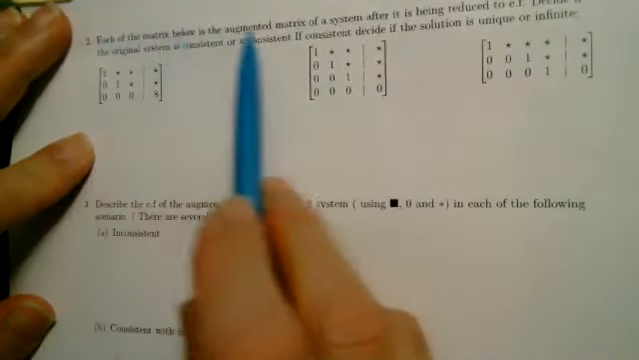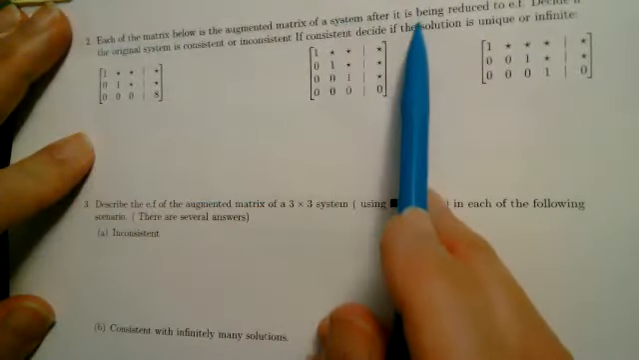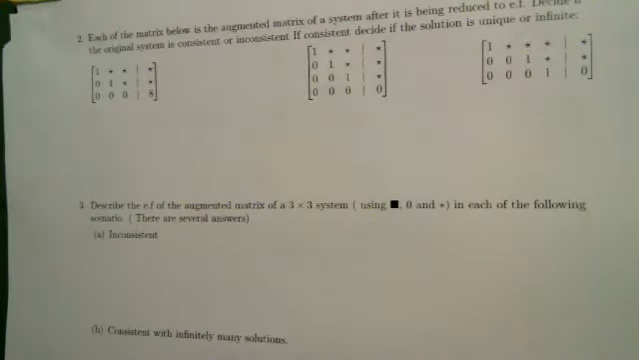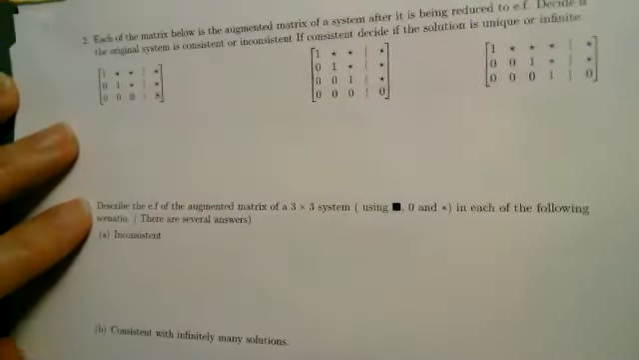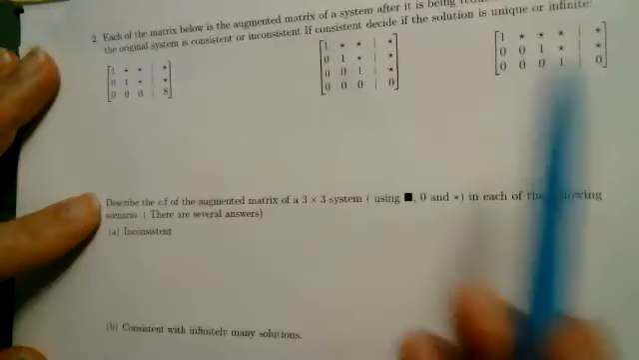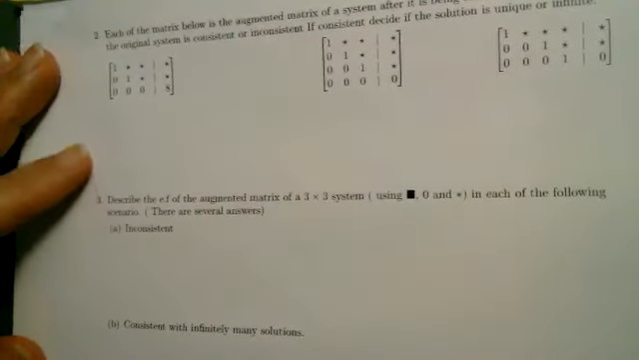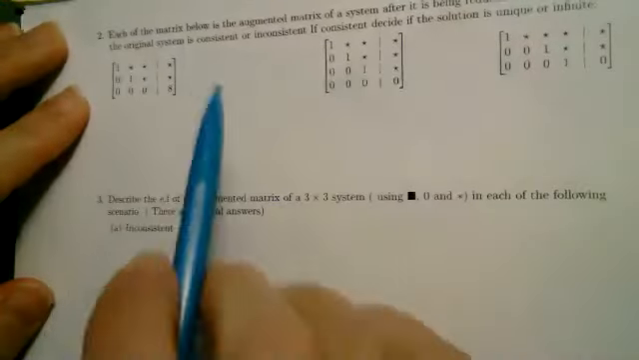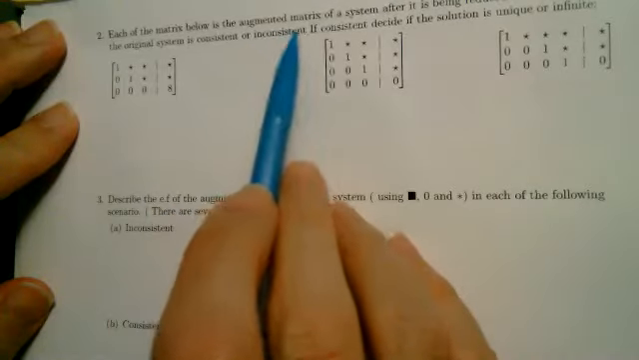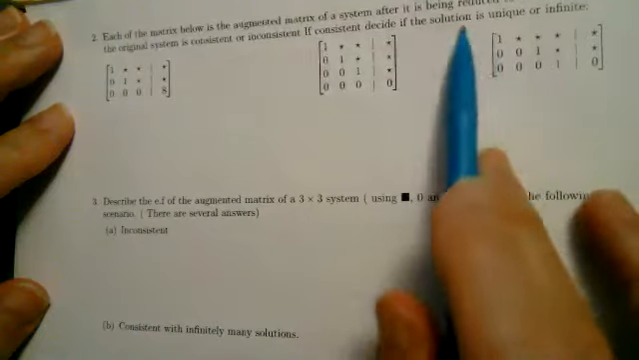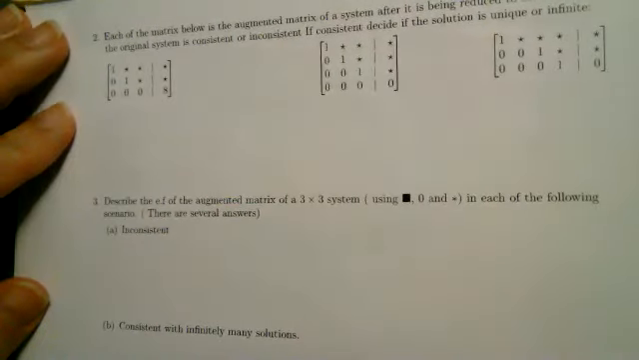So each of the matrices below is the augmented matrix of a system after it's been reduced. So I have a system in my mind, I reduce it, I get something like that. And by now we know what stars represent. Stars represent non-zero numbers. And now it is my question, is the system consistent or inconsistent? If it's consistent, do we have a lot of solutions or only one?